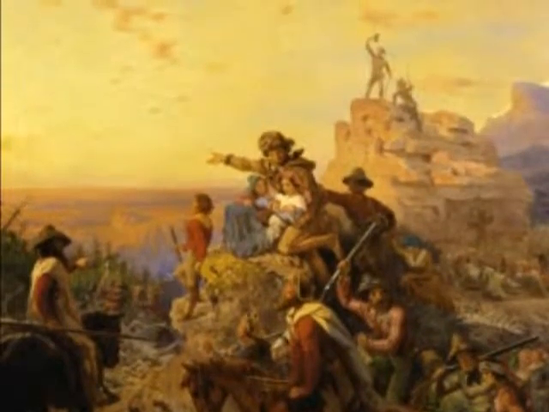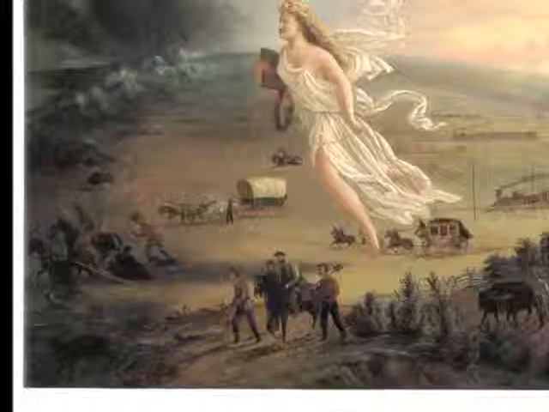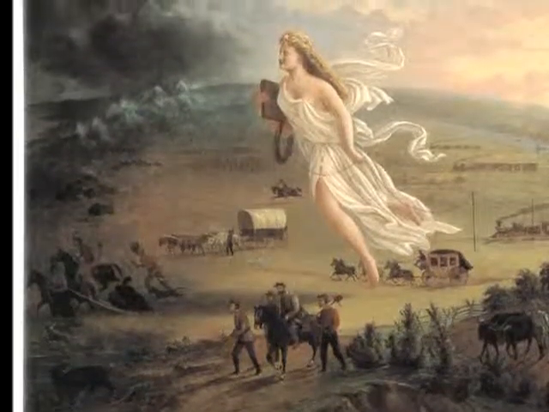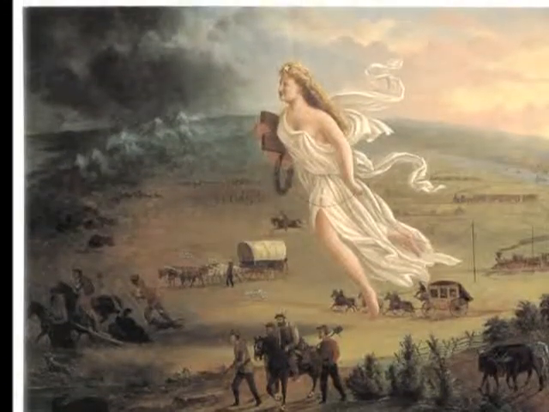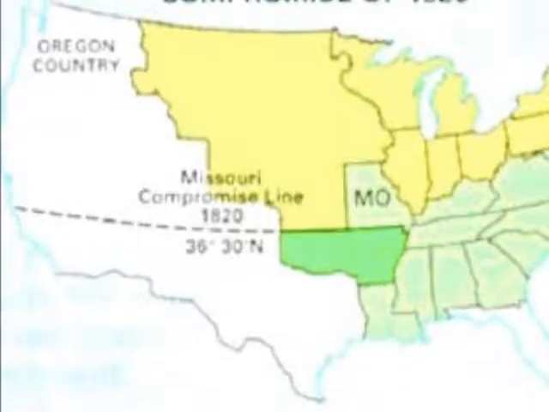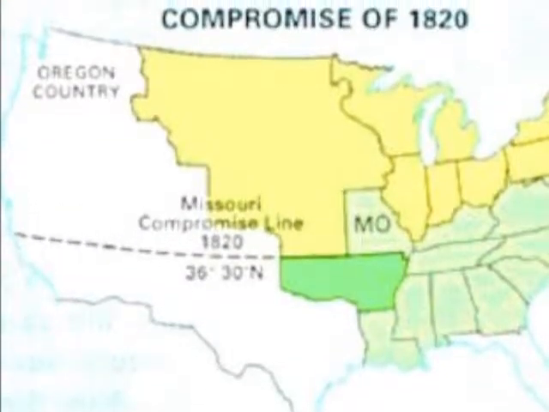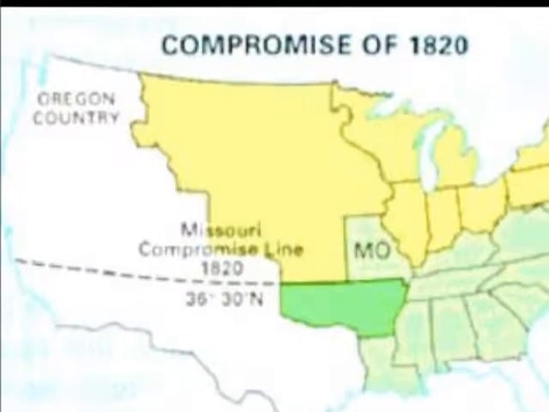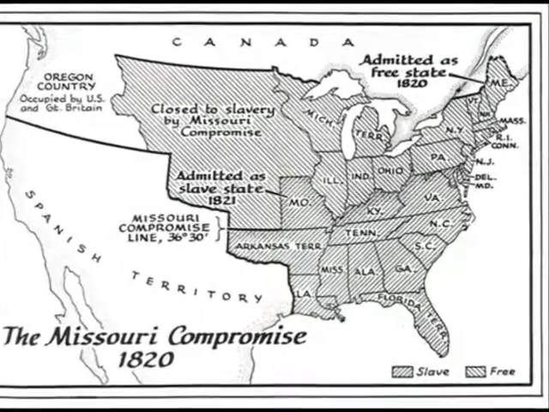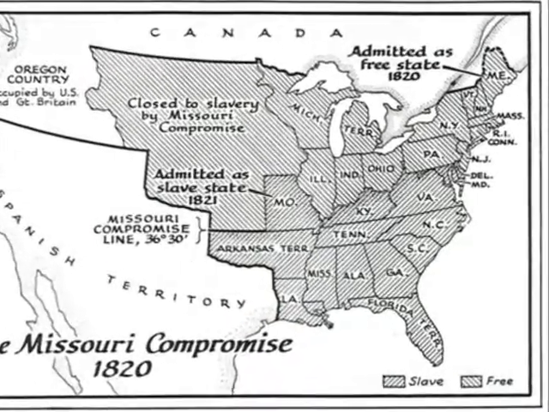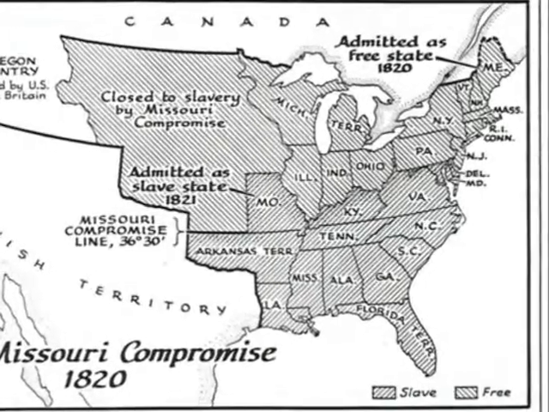Manifest destiny, or the belief that the United States was destined to expand westward to the Pacific Ocean, also had a big impact on slavery. The Missouri Compromise of 1820, created because of manifest destiny, was a compromise between free and slave states, just like the Three-Fifths Compromise. It stated that Maine would enter the Union as a free state, while Missouri would enter as a slave state. The remaining territory of the Louisiana Purchase, above the latitude 36°30′, would be closed to slavery.